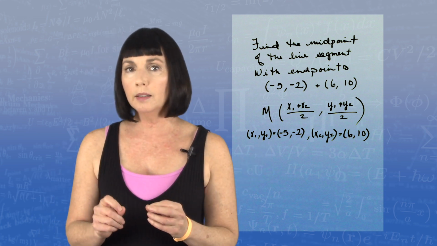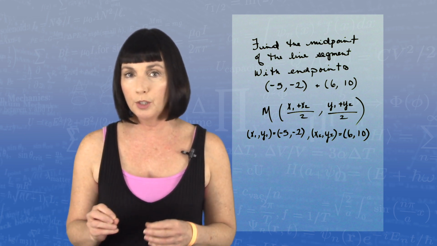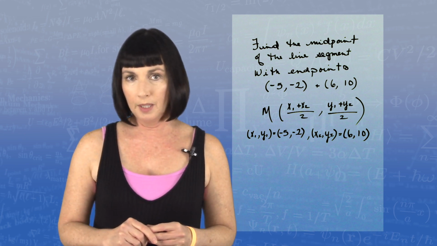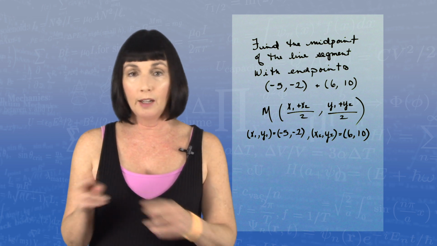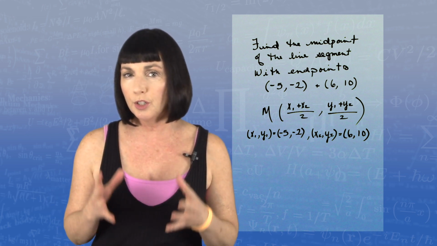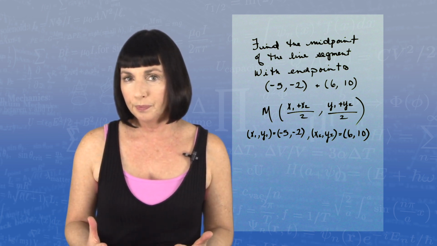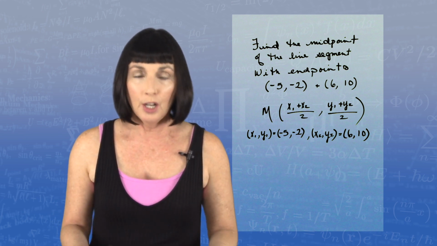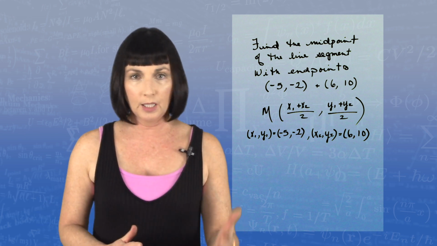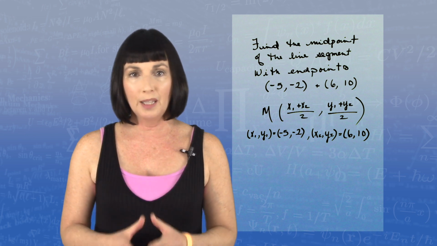Now, does it matter which point I call x1, y1 and which point I call x2, y2? Look at the midpoint formula. If I switched which point I called x1, y1 and which one I called x2, y2, would it change the values? Would the arithmetic be different? No, it doesn't matter. You can call whichever one you want x1, y1, you just call the other one x2, y2. Your answer will be the same.